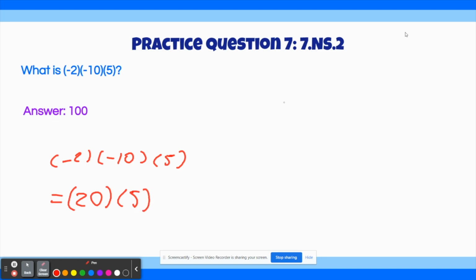And then 20 times 5, we can multiply that out over here. 20 times 5: 0 times 5 is 0, and 2 times 5 is 10. So 20 times 5 equals 100, and that's our final answer.